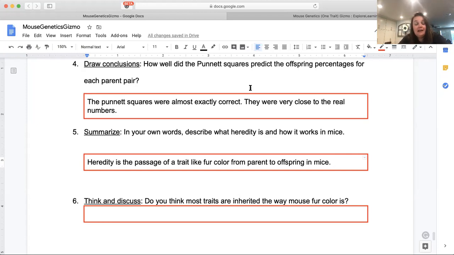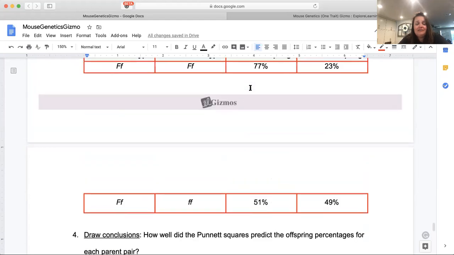All right, so that is activity C, and you should be done. When you're done with activity C, make sure you hit turn in and submit your document for Mouse Genetics Gizmo to get your credit.